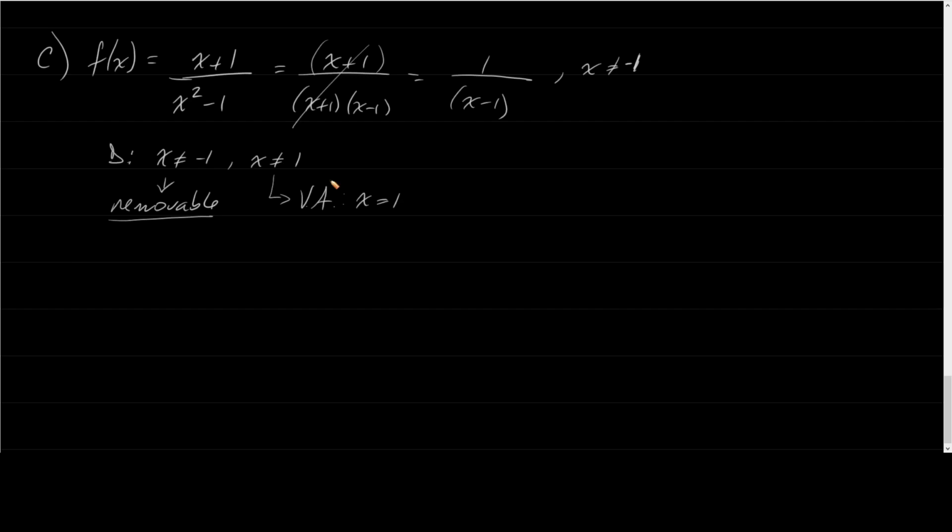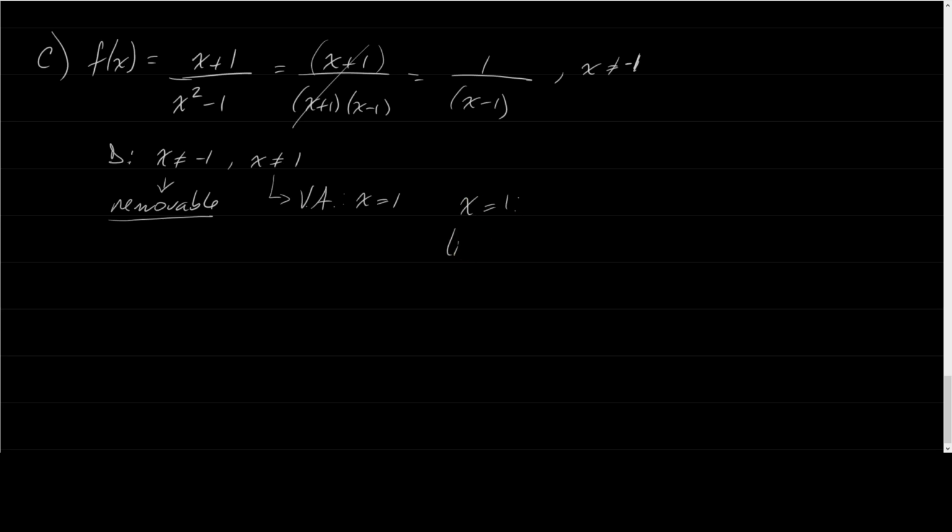Now that we have that, we still have to figure out what's going on around these. So first, let's figure out the stuff with the asymptote. Then we'll talk about this removable discontinuity. But with this asymptote, we've got to figure out what's going on around it from both sides.